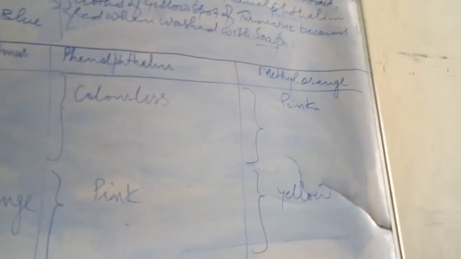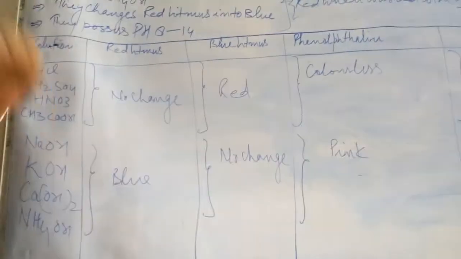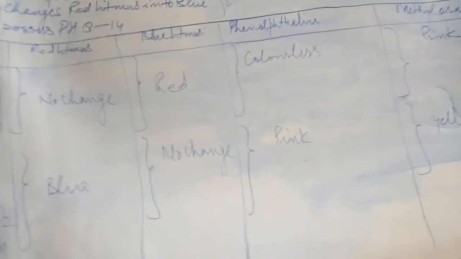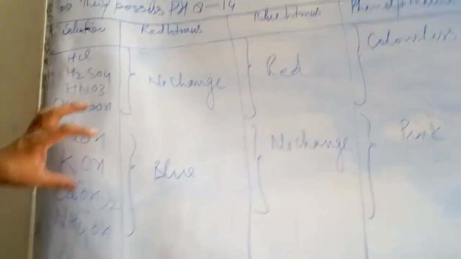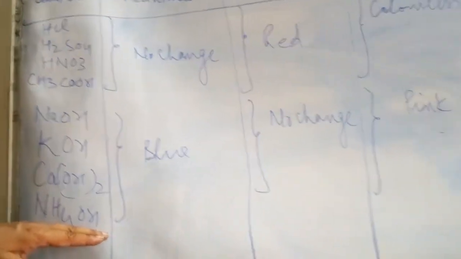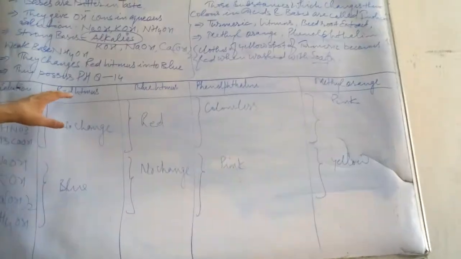So let us discuss what happens when these bases are treated with red litmus, blue litmus, phenolphthalein and methyl orange. Children, you know NaOH, KOH and calcium hydroxide, means sodium hydroxide, potassium hydroxide, calcium hydroxide, these are considered to be the strong bases. Ammonium hydroxide is a weak base, but all these bases will show blue color. What observation will you find? Blue color when these bases are treated with red litmus.